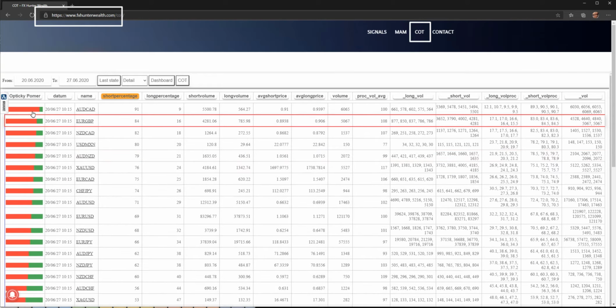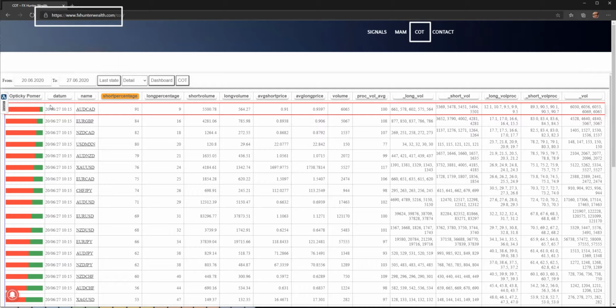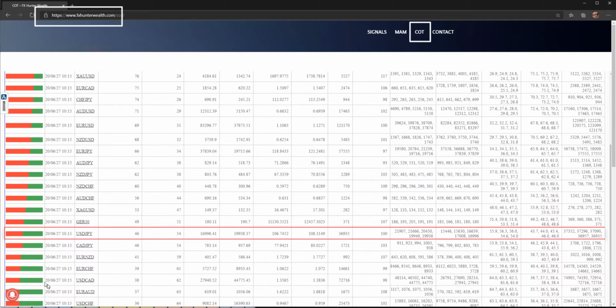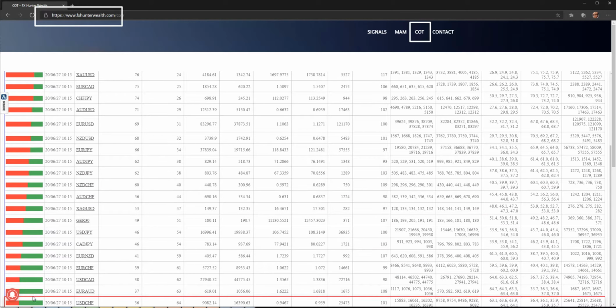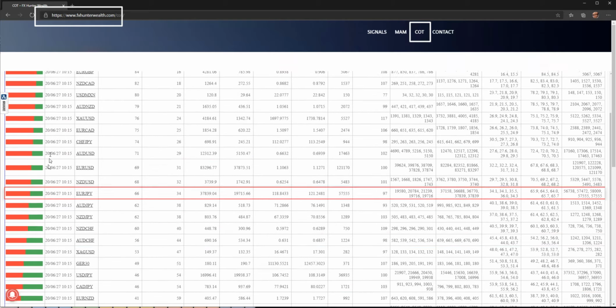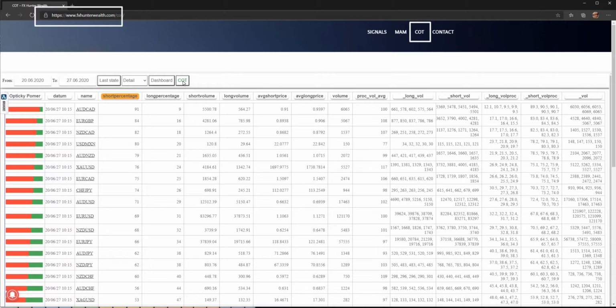So for example, on the Aussie cat you can see that many traders are shorting right now, and you can see as well how the traders are positioned. So it can help you to decide how to trade against them.